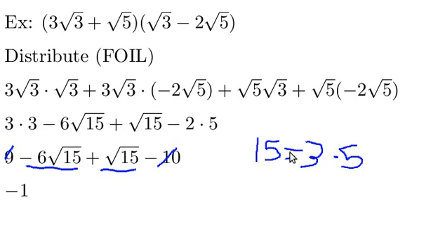Okay, that doesn't look too good, but you can read it. 15 equals 3 times 5. And so that means there's nothing that you can cross out. So that means that this root 15 is as simplified as it gets.